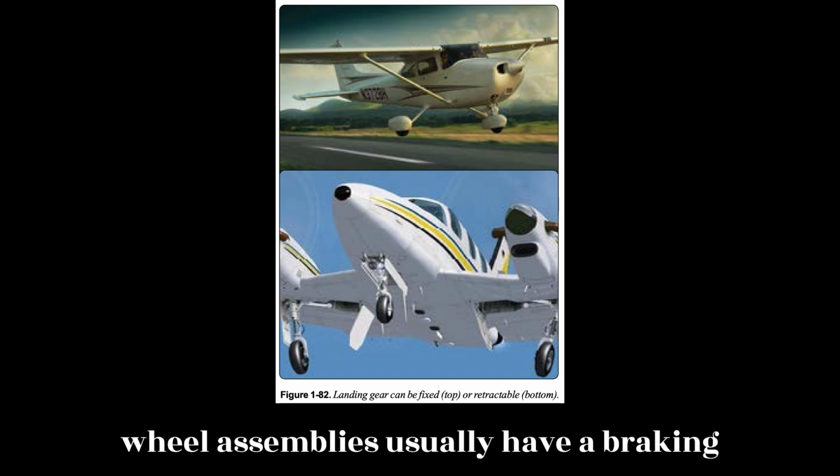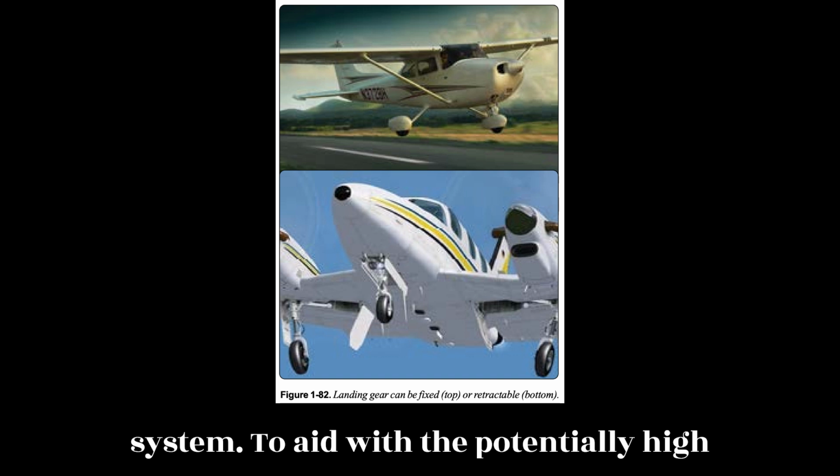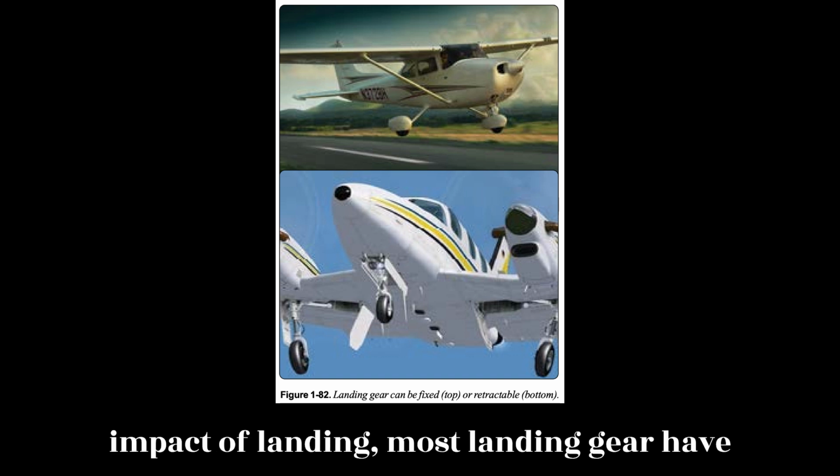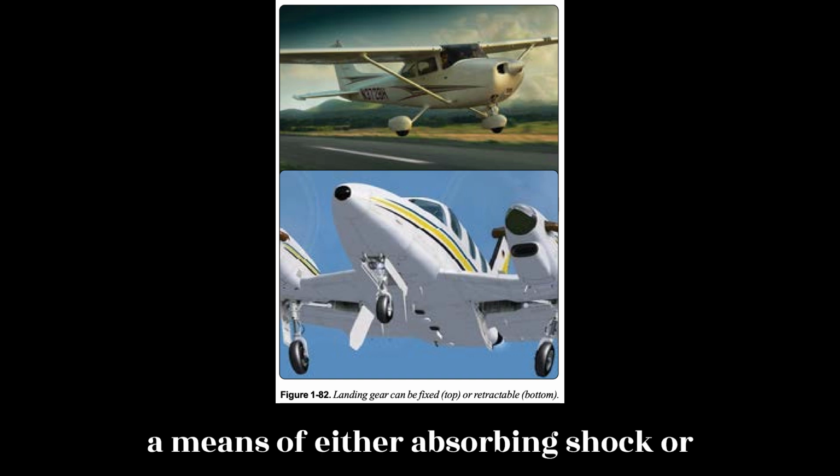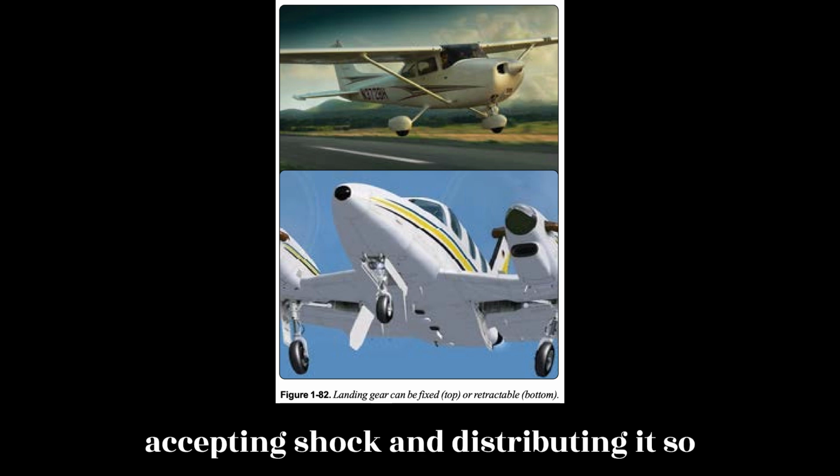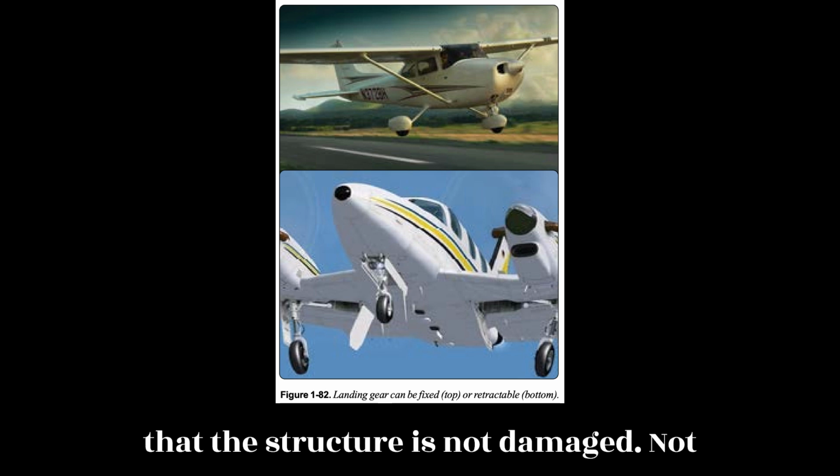Main wheel assemblies usually have a braking system. To aid with the potentially high impact of landing, most landing gear have a means of either absorbing shock or accepting shock and distributing it so that the structure is not damaged.